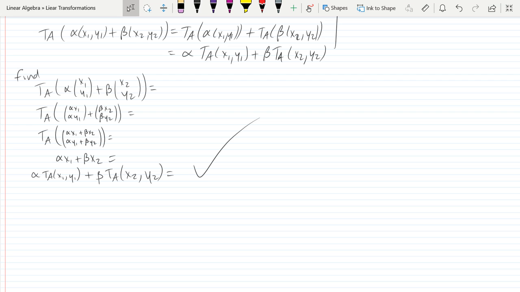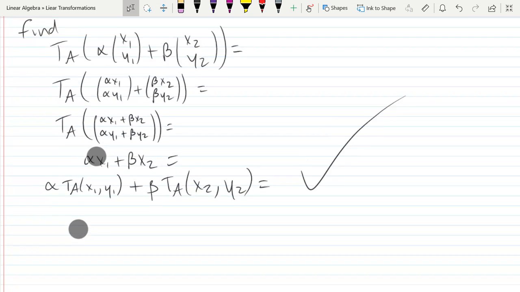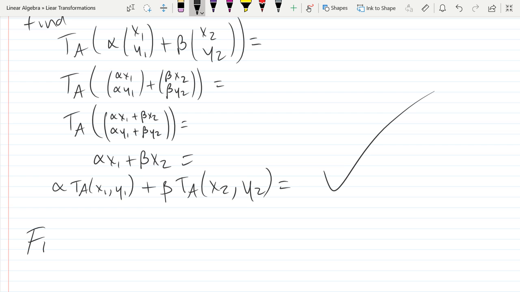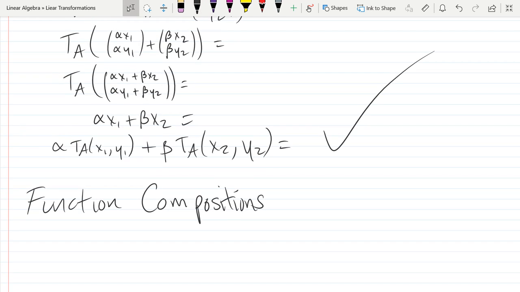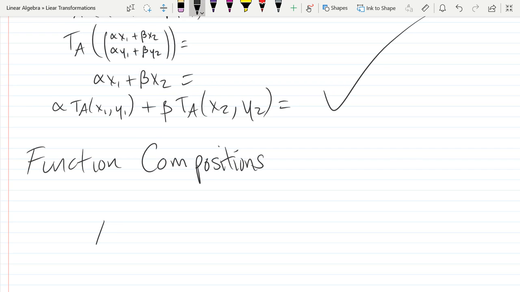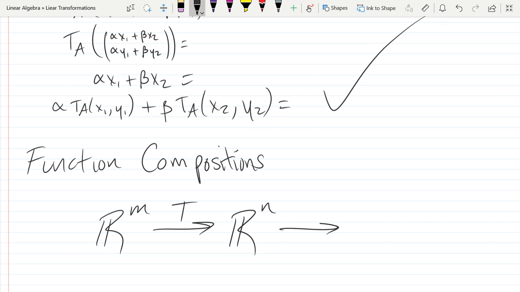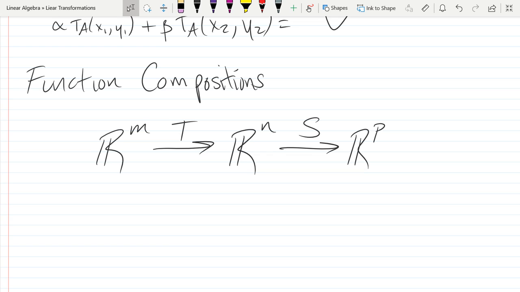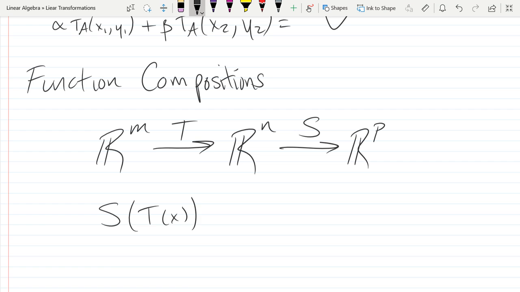So now we're going to look at function compositions, and then we'll look at inverses afterwards. We'll take our first transformation to go from Rm to Rn, and we'll call the first one T. Then we'll have a second linear transformation that'll go from Rn into Rp, and we'll call this one S. If we write the composition, it's a bit strange when you do function compositions. You do your last function outside, your first function inside.